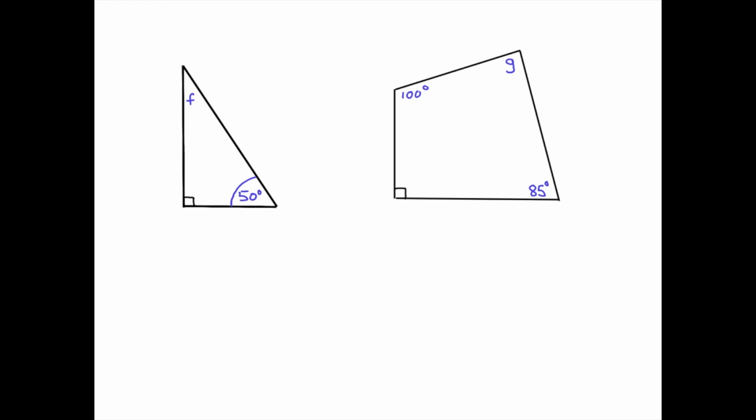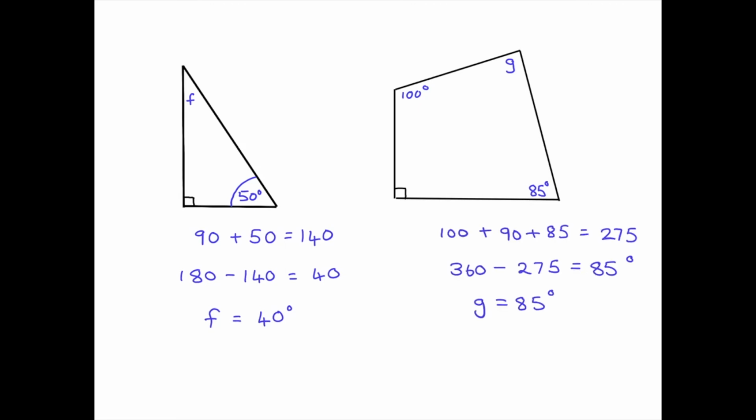So now it's time for you to have a go. See if you can work out the size of angle F in the triangle and angle G in the quadrilateral. The answers will appear in a few seconds, so you might want to pause this whilst you work them out. So there we go. Angle F is 40 degrees and angle G is 85 degrees. Hope you got them right.